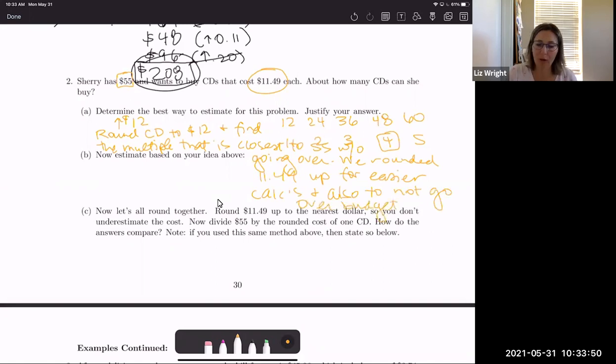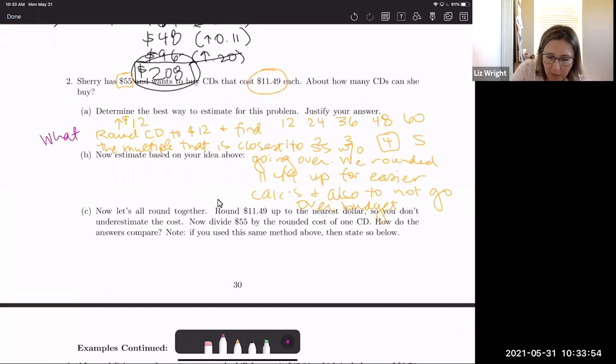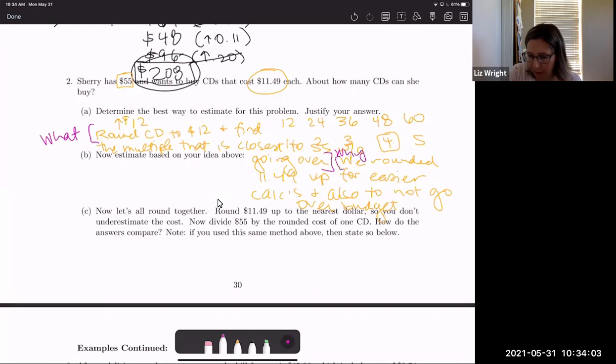And this tells you the why. So again, here's the what, this first part from here to here, and this tells you the why. This gives you the justification right there. So just make sure all of your answers have those pieces on it. So now estimate based on your idea above.